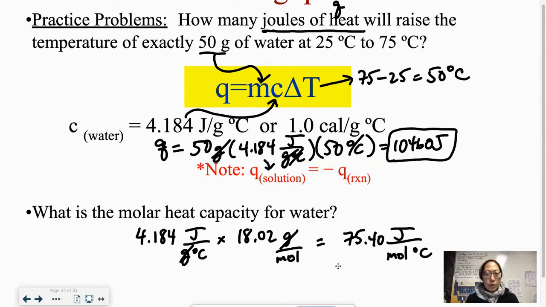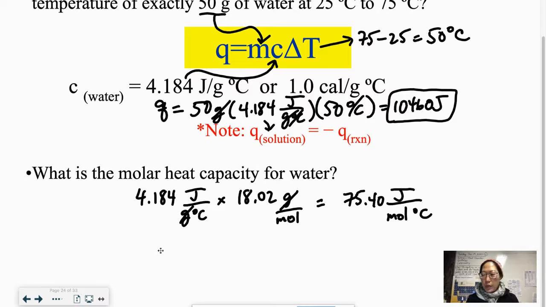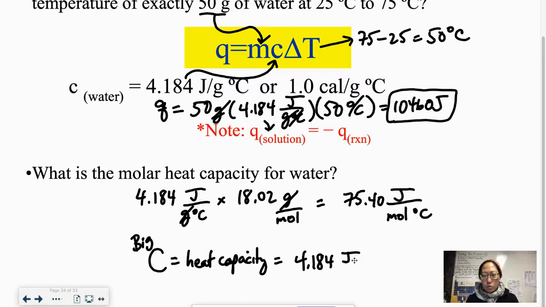So also just keep in mind that we also have just plain heat capacity. So big C is just the heat capacity of water, or the heat capacity. And for water, it's going to be 4.184 joules per degree C, or in calories, it is 1 calorie per degree C.